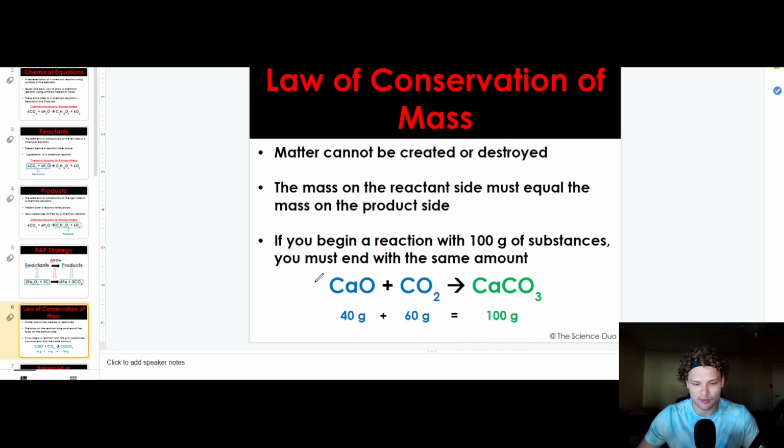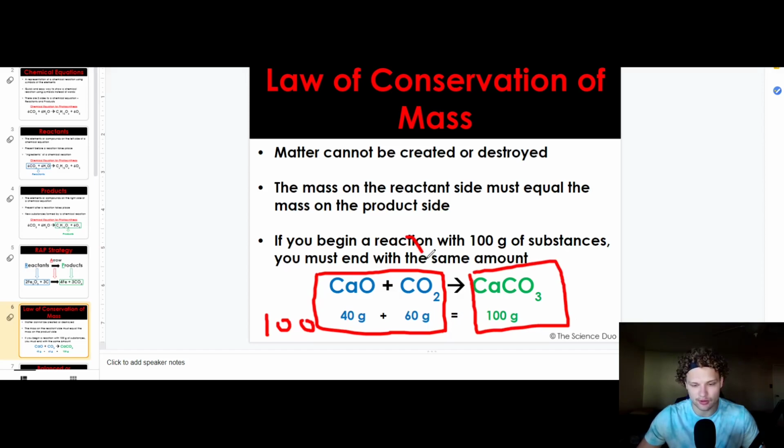The best way to do that is to add up all the mass on the reactant side. In this case, 40 plus 60, and we get 100. Over on this side, we add up all our products and we get 100 here, so it's equal. So we're good to go. And that's simple. That's as much as conservation of mass is. That's all it is, guys.